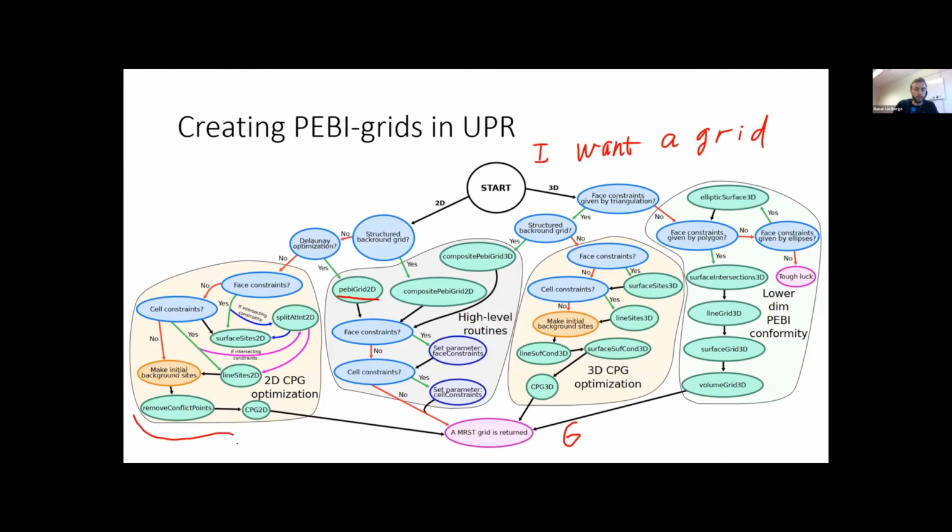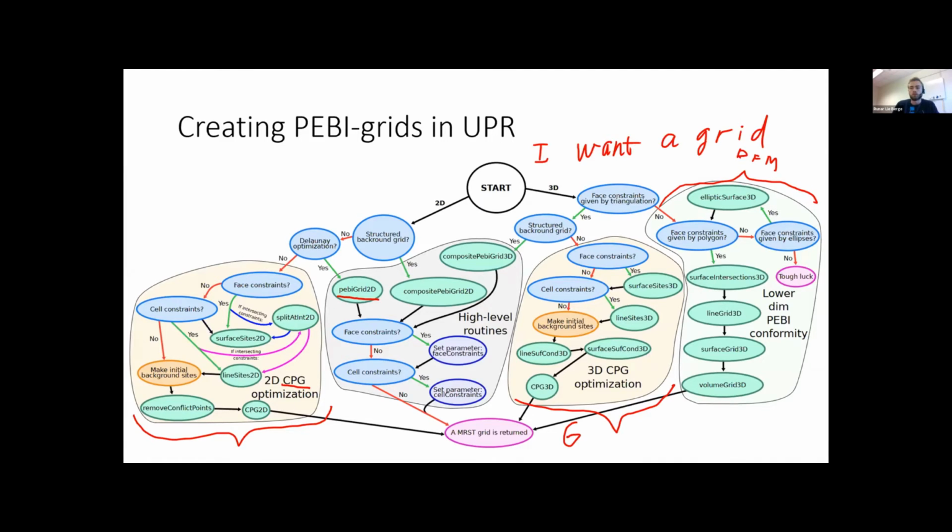The part here on the left is the workflow if you want to use different types of optimization of your grid, CPG optimization. This part is the same thing, only for 3D. And maybe for some of you, the part here on the far right would be of some interest. This is the workflow for creating DFM grids in the UPR module.